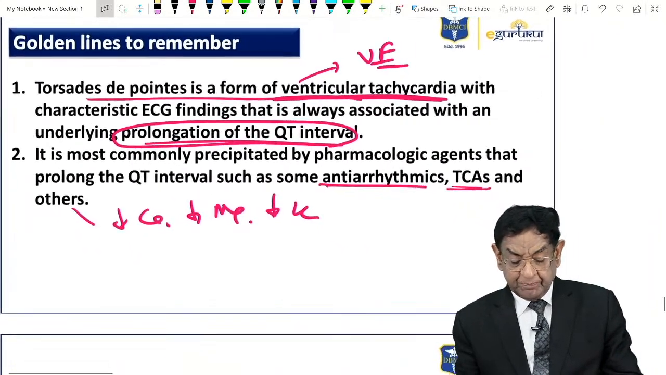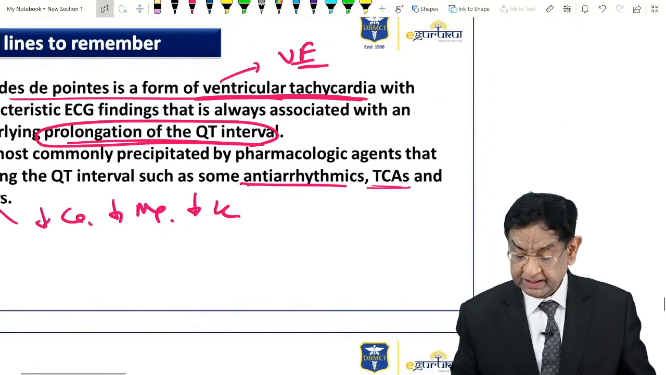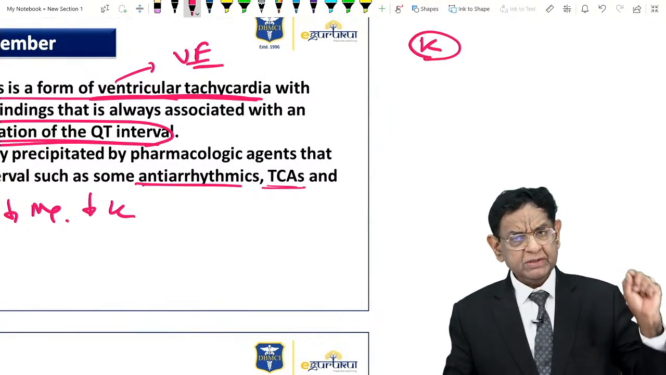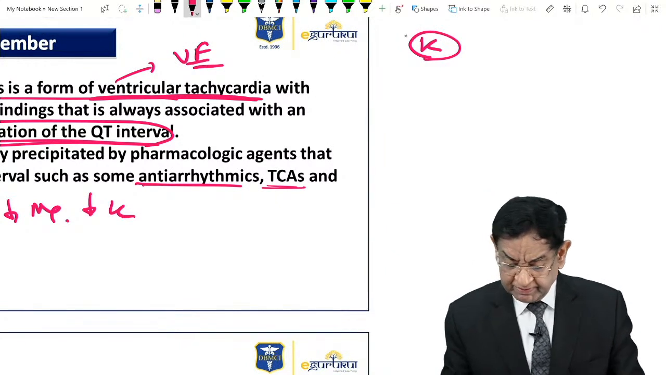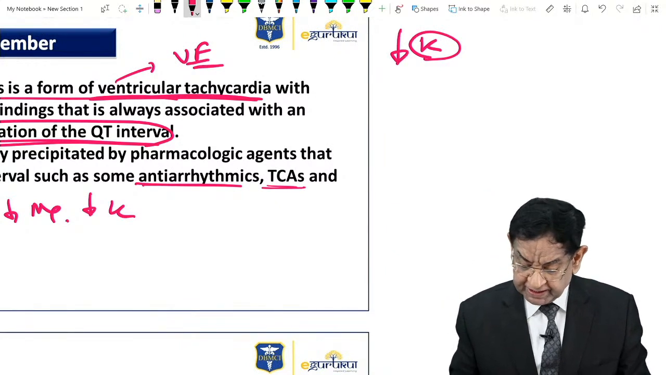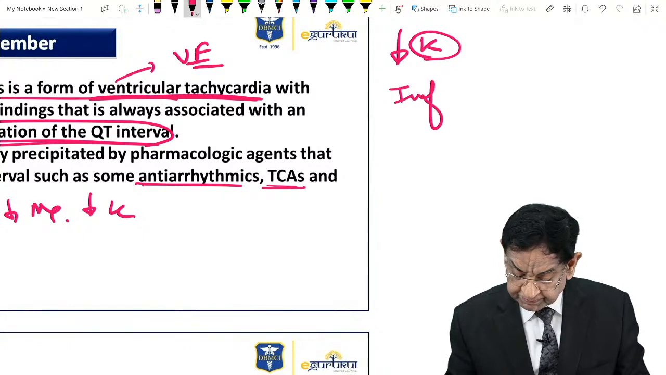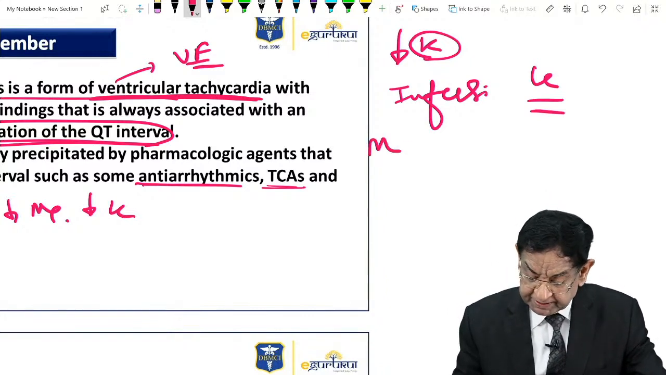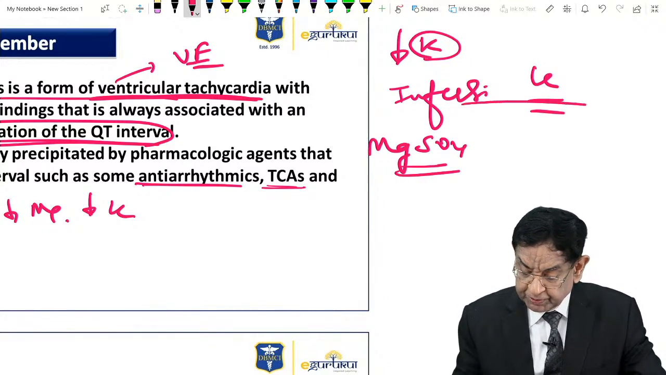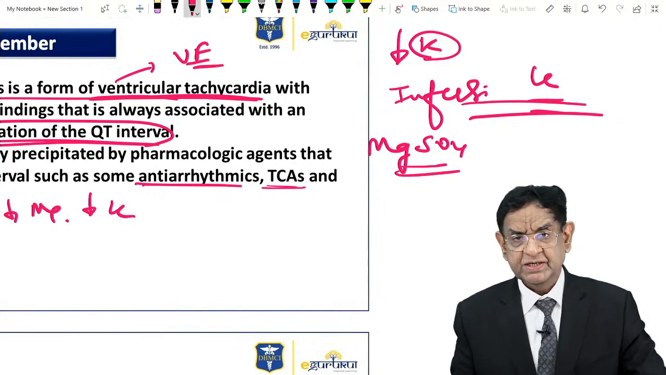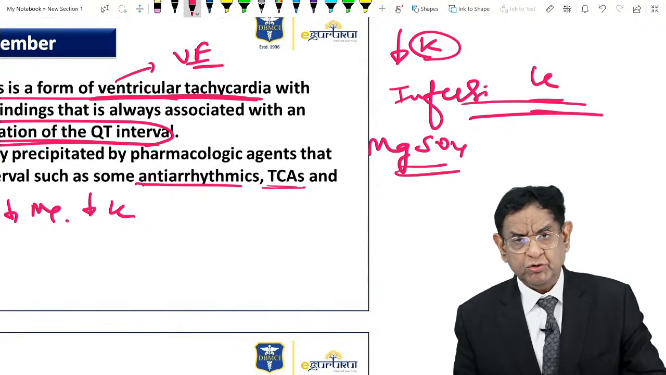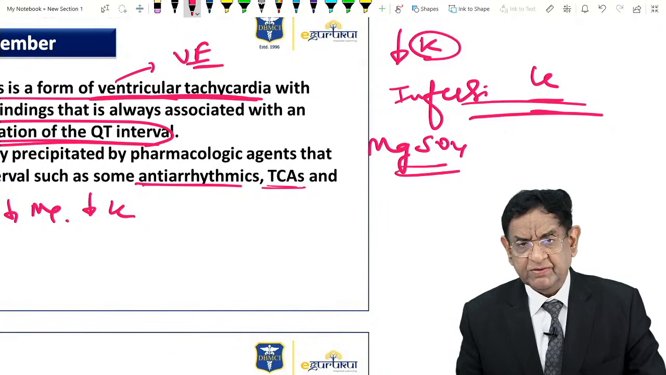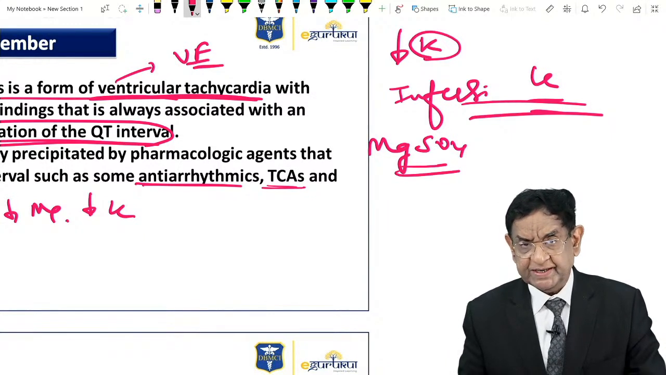In actual practice, when a patient with torsades de pointes comes, the first thing you do is always check the potassium. Because in actual clinical practice, low potassium level is the commonest cause of torsades de pointes. You check, and if it is low, start infusion of potassium. At the same time, you give magnesium sulfate, because potassium you give very slowly, you cannot give very fast. So you want to prevent it from going into ventricular fibrillation. The immediate treatment of torsades de pointes is magnesium sulfate injection.